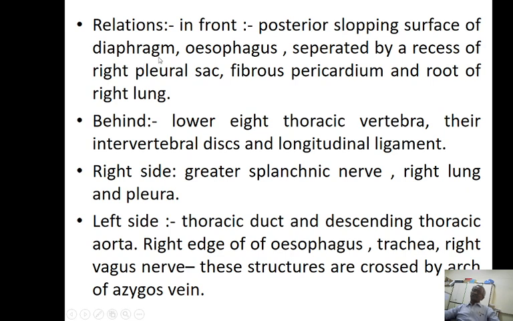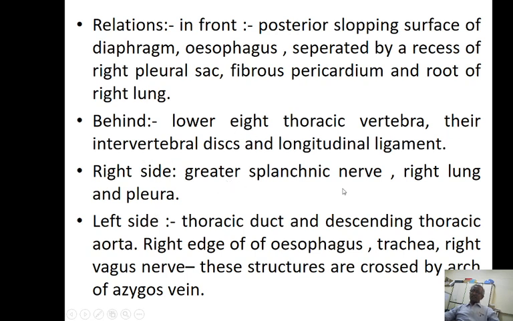Relations. The azygos vein is related in front to the posterior sloping surface of the diaphragm, then the esophagus, separated by a recess of the right pleural sac, the fibrous pericardium and the root of the right lung. So these are on the front of the azygos vein. Behind, the lower 8 thoracic vertebrae, their intervertebral discs and the longitudinal ligament. These form the posterior relations of the azygos.